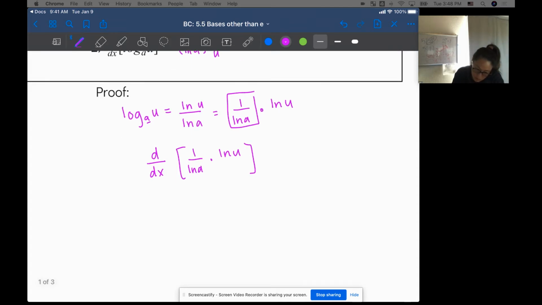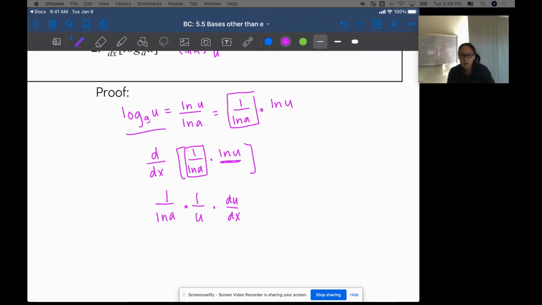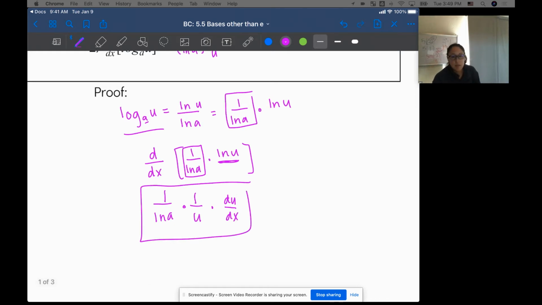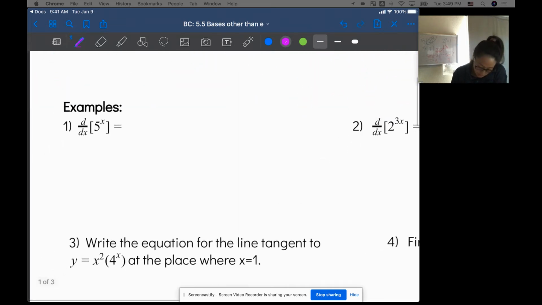Okay, so the derivative of ln u is 1 over u times du dx, and then I need to multiply any derivative by its scalar, so 1 over the ln of a. And so we see that the derivative of log base a of u is equal to 1 over ln of a times 1 over u times du dx. That's the proof. Now you can memorize it. Okay, so let's do a couple of examples.